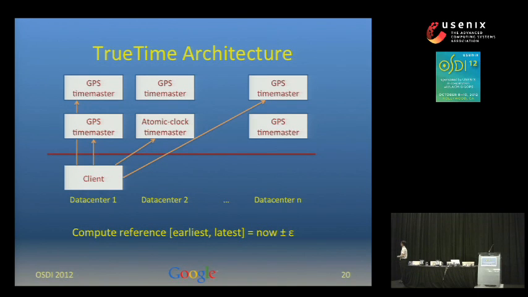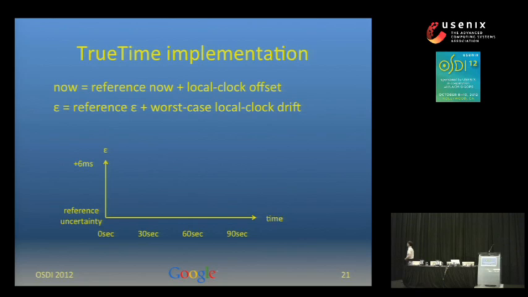So we get a time reference that's an interval representing the uncertainty from talking to the time masters. Given the precision of GPS and atomic clocks, the uncertainty interval is dominated by the latency to the time masters from the client. So what does the TrueTime implementation look like when we invoke TrueTime now at the client? We have to return an interval, which is now plus or minus epsilon.